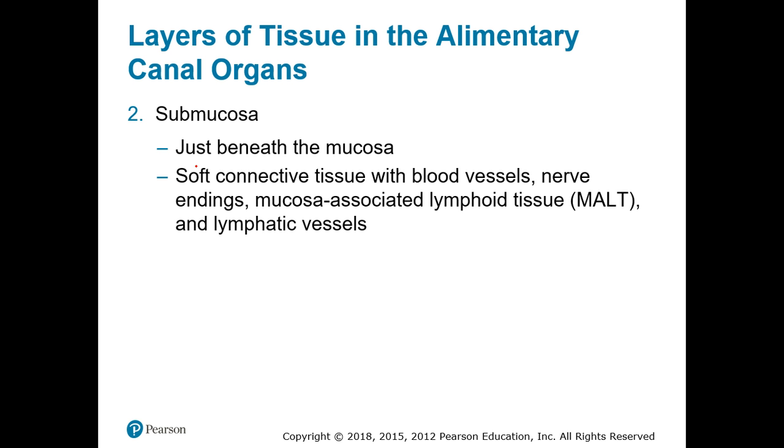The second layer is your submucosa. This is just beneath your mucosa. This is where you're going to find blood vessels, nerve endings, mucosa-associated lymphoid tissues or MALT. So remember, lymphoid, this is going to be for our immune system. And then lymphatic vessels as well that help with that immune system.